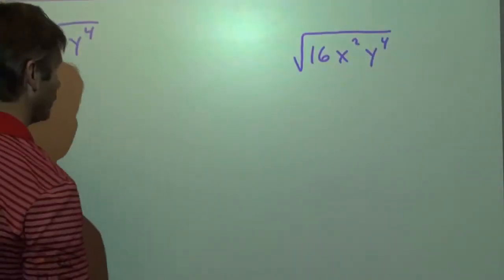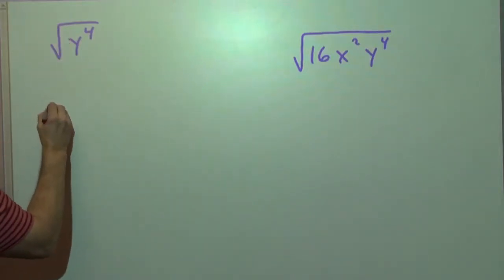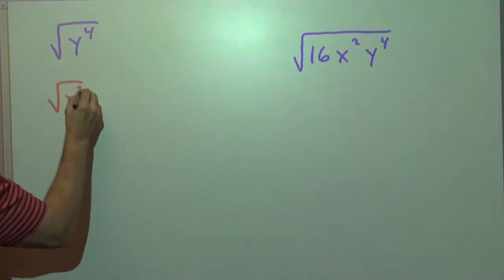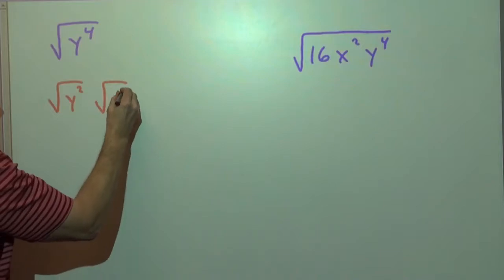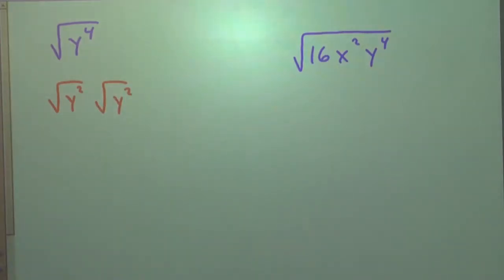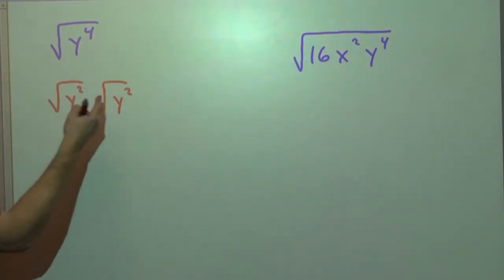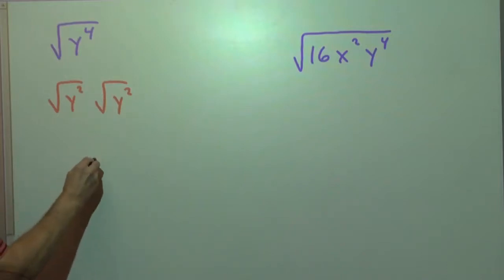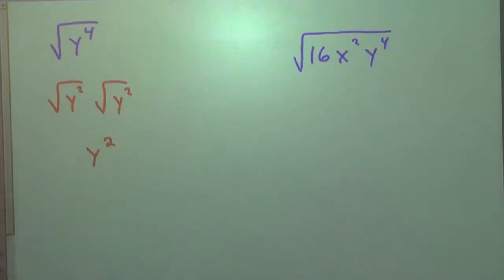So if we start doing these, we realize, oh, if we factor this out, this could be written as the radical of y squared times the radical of y squared. Hey, we've got the same radicand under there, so the result must be y squared. After all, if you square this, you get y to the fourth. So the square root of y to the fourth is y squared.